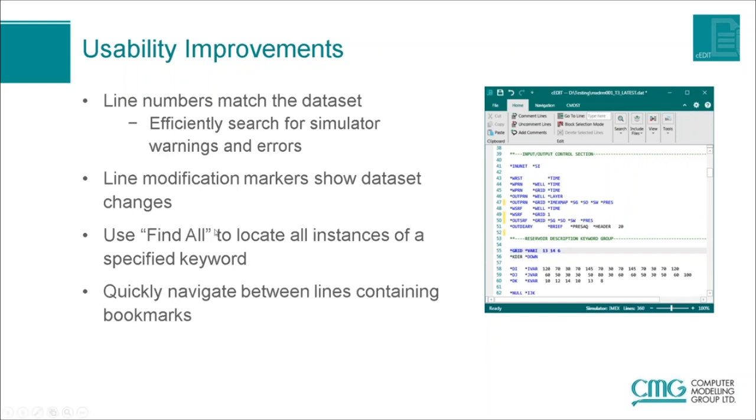And then the third option here is find all. So when you search for something, you can find all instances of what you searched for, which is a common feature available in good text editors. So we've added that to cEdit as well. And then as we talked about a couple of slides ago, we can quickly navigate between lines containing bookmarks.